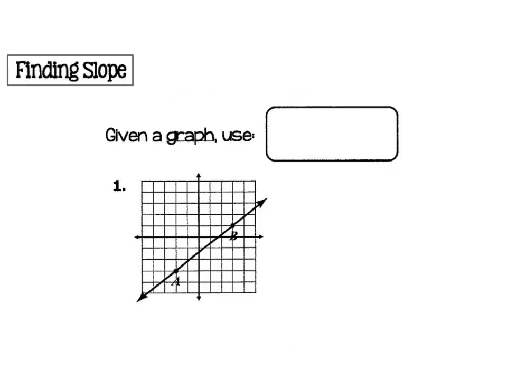Now we can find the slope in multiple ways. If we're given a graph, we want to use the formula m equals rise over run. How many we go up and down is our rise, how many we go right or left is our run. So we want to start by looking at 2 points on our graph. We've got point A and point B. Our rise is how many we went up or down to get to point B, and our run is how many we went left or right.